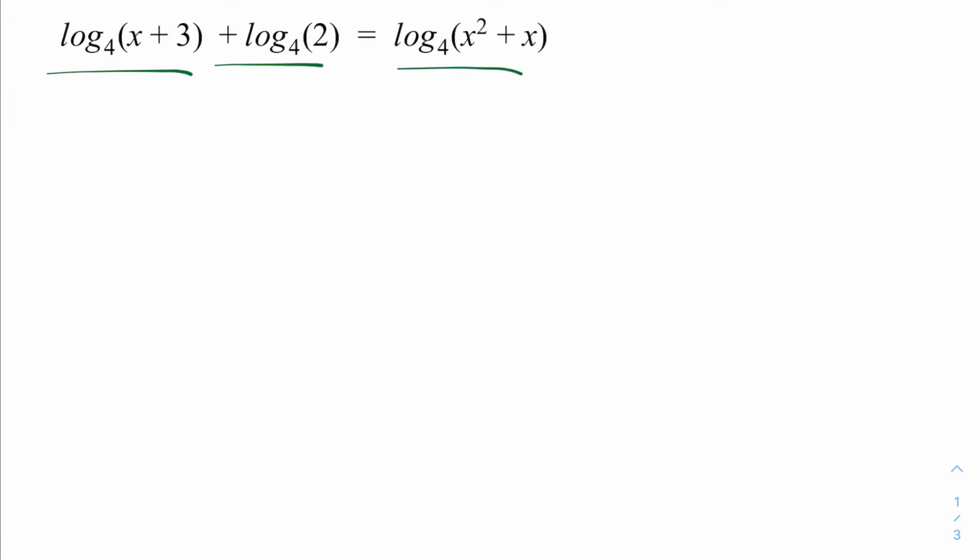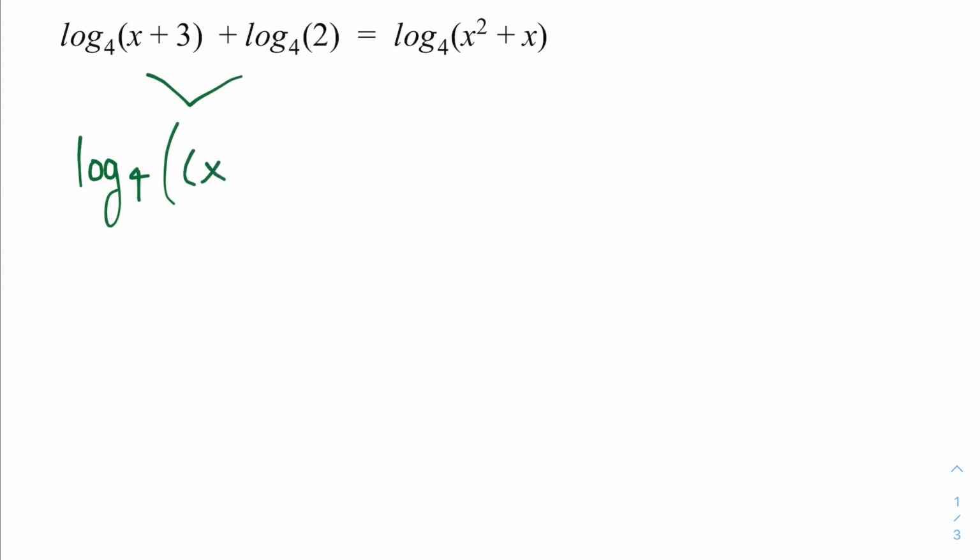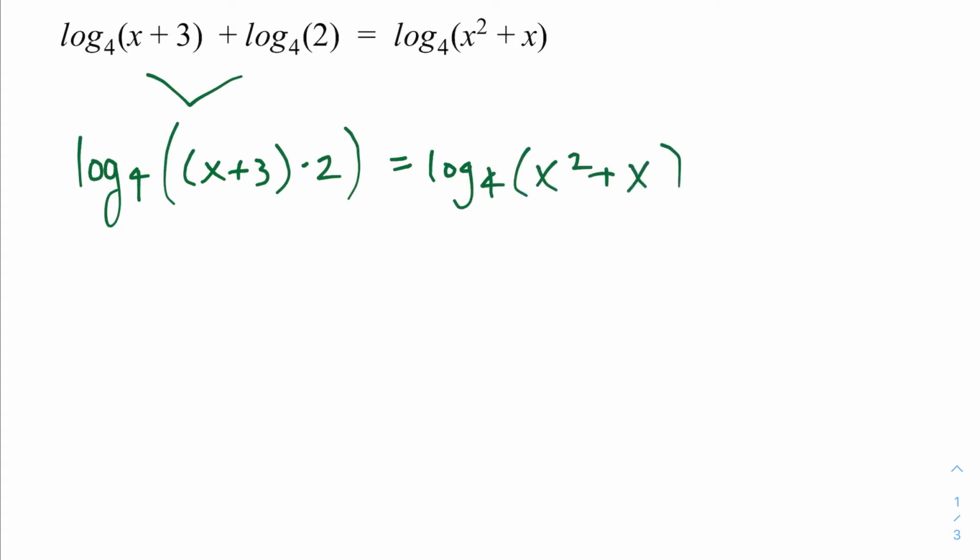So that means I can take this side right here and condense them to get a single log on each side. So remember, addition condenses to multiplication. So log base 4 of x plus 3 plus log base 4 of 2 is going to become log base 4 of x plus 3 times 2 equals log base 4 of x squared plus x.